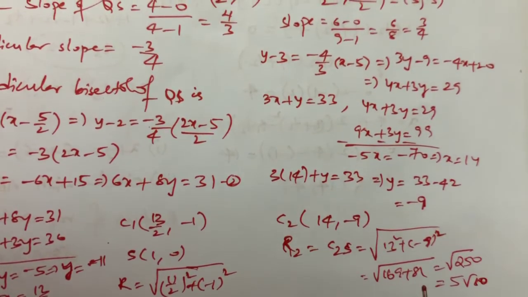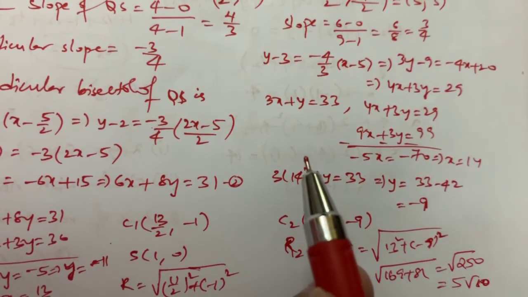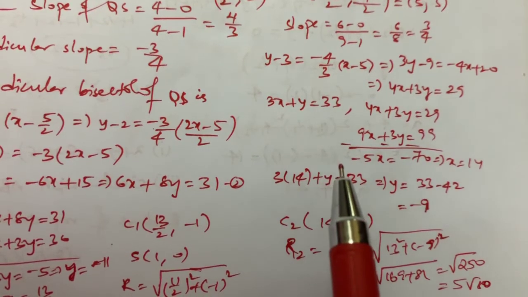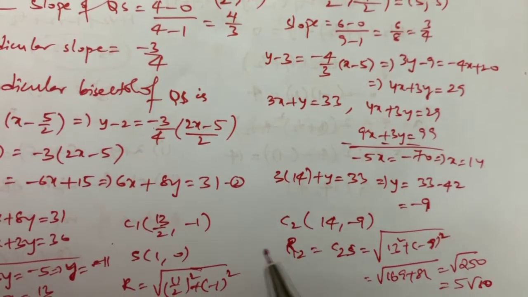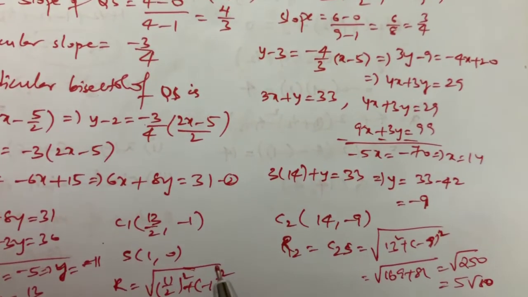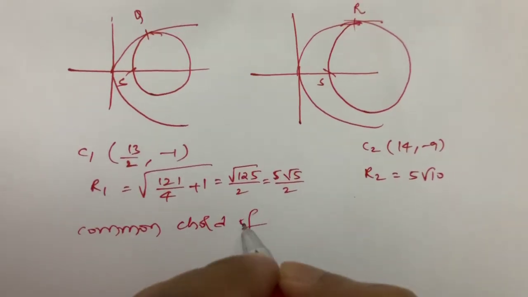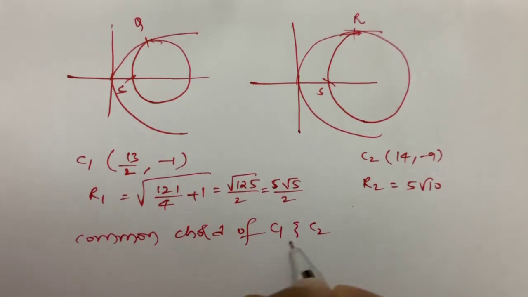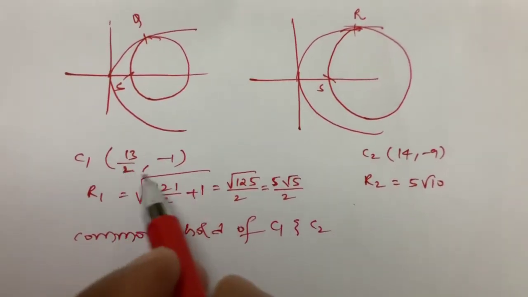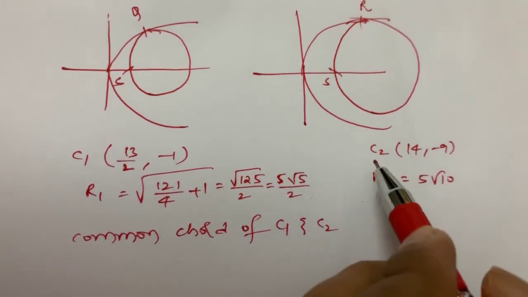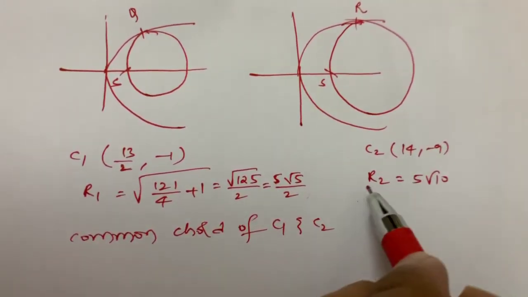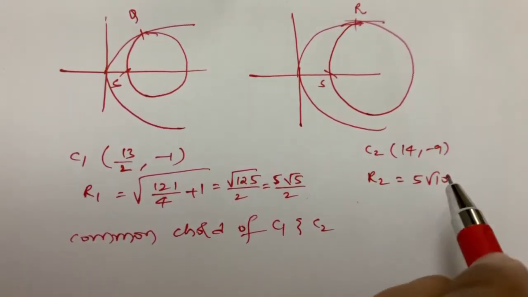And what do we want? We want the common chord of the circles C1 and C2. That is possible only after finding the equations of C1 and C2. For C1, the center is (13 by 2, minus 1) and the radius is 5 root 5 by 2. And for C2, the center is (14, minus 9) and the radius is 5 root 10.